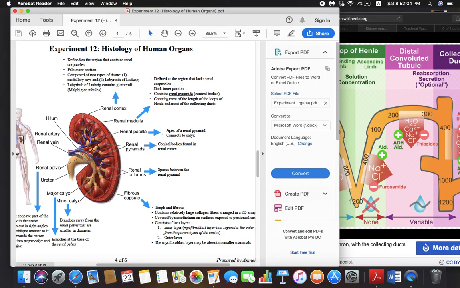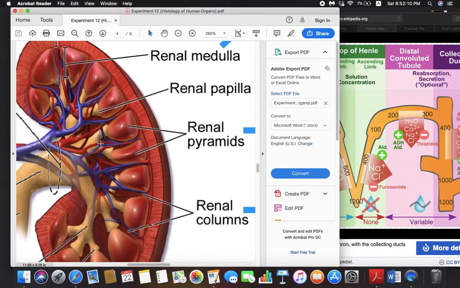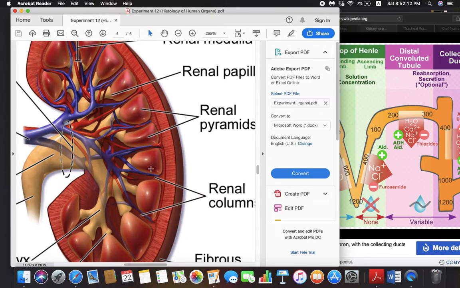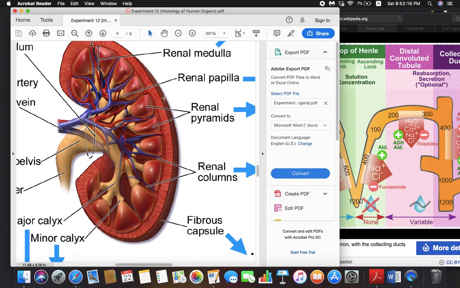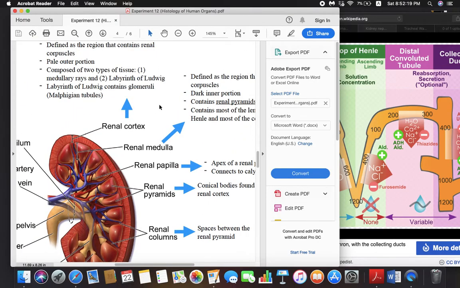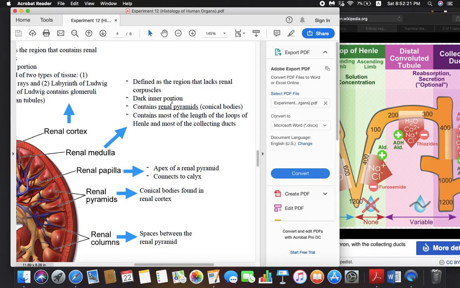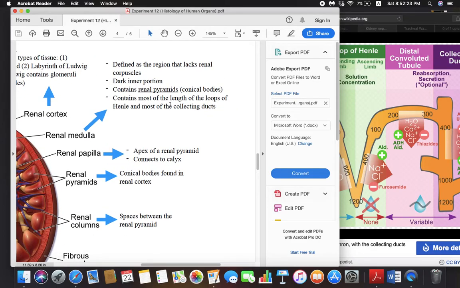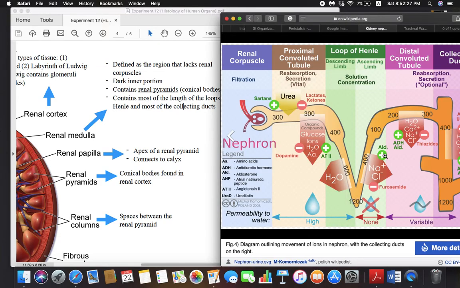It contains renal pyramids, which are conical bodies. These renal pyramids are basically these cone-shaped structures right here. So these are renal pyramids. They're conical bodies, as you can see, and these are found in the renal medulla. It's the dark inner portion, as we said, and it contains most of the length of the loops of Henle and most of the collecting ducts.